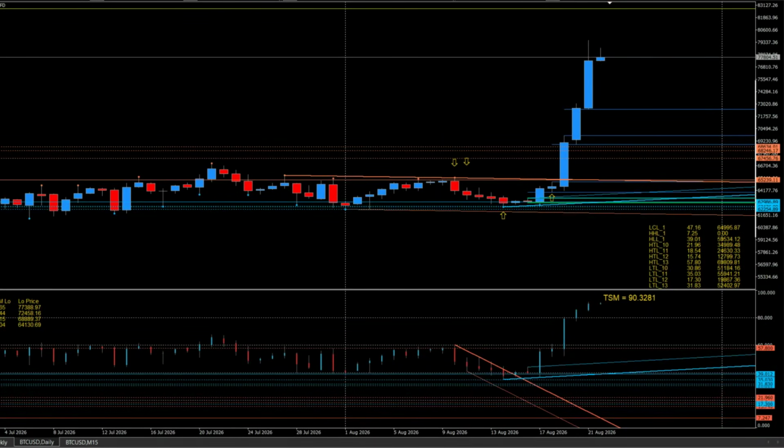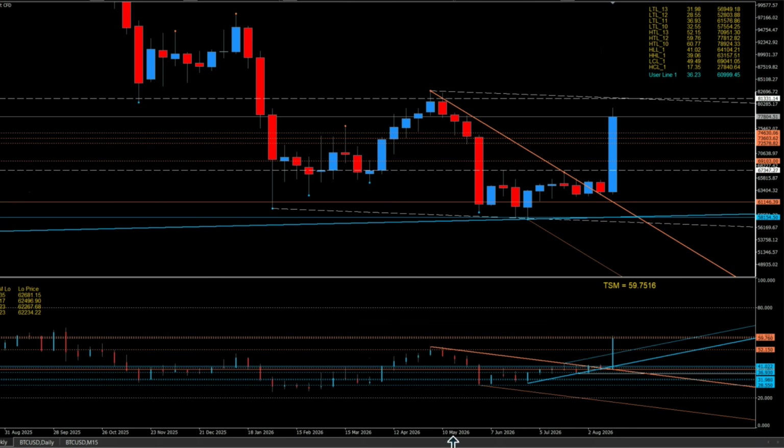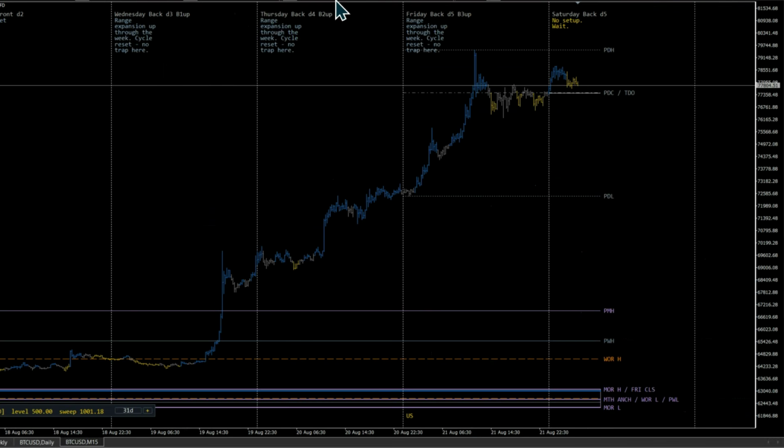Also on Bitcoin, look at the target we made on the weekly, right on the dot. And that was that 78,924. 78,924 was the weekly target. 78,924 is just there, all right? It's just around there.